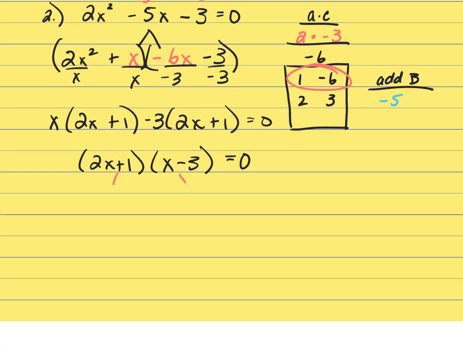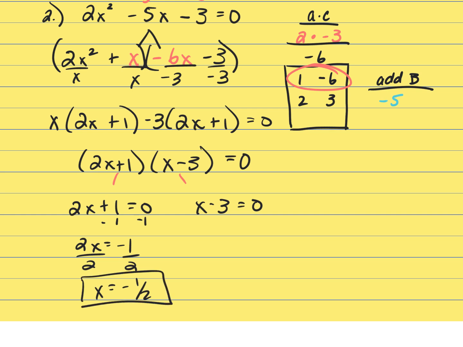Hopefully you paused the video and solved. What I'm going to do right now is super fast solve by setting each factor equal to 0. In this instance, I'm going to have 2x is equal to -1. Divide both sides, and one of these is equal to -1/2. The other one is going to be equal to 3, because 3 minus 3 equals 0. These are my favorite ones.